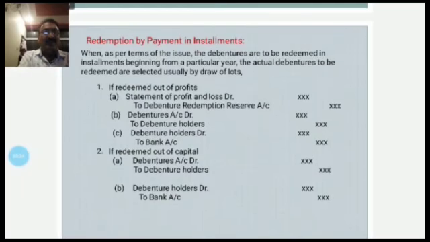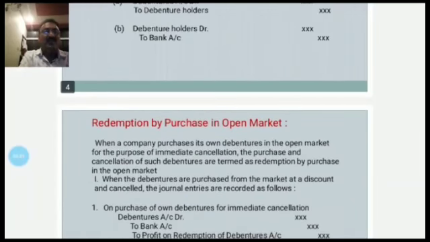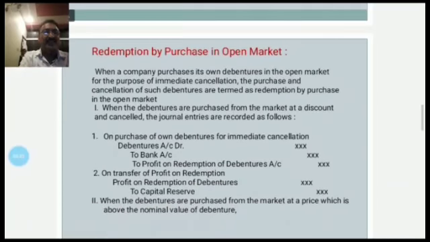If redeemed out of capital, you have to pass 2 journal entries. Debentures account debit to debenture holders account, then debenture holders account debit to bank account. The third is redemption by purchase in the open market.